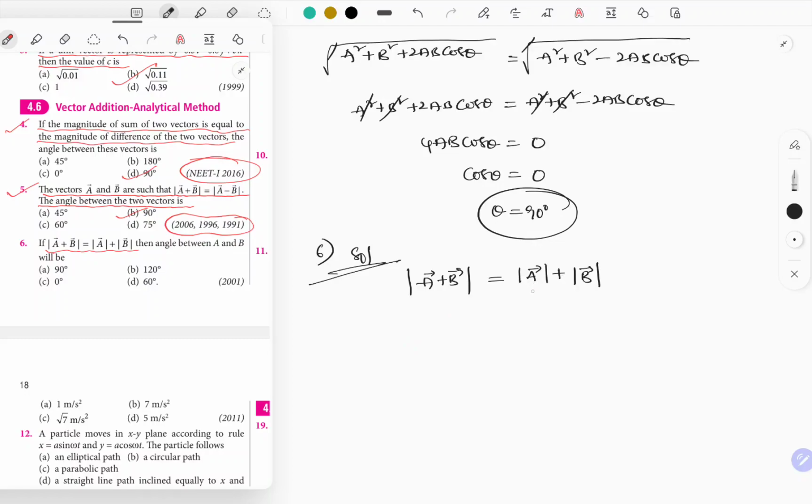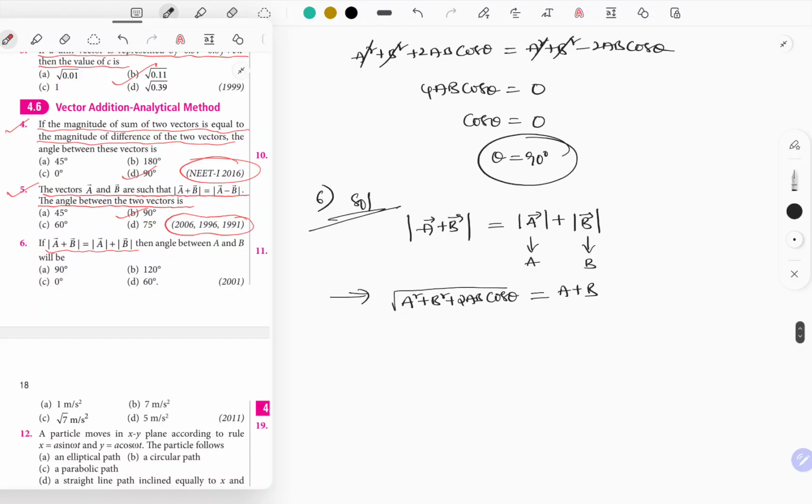So I can replace magnitude of a bar simply with a, magnitude of b bar simply with b. So what is magnitude of addition of two vectors? It is going to be root of a square plus b square plus 2ab cos theta, which is equal to a plus b. Square on both sides.